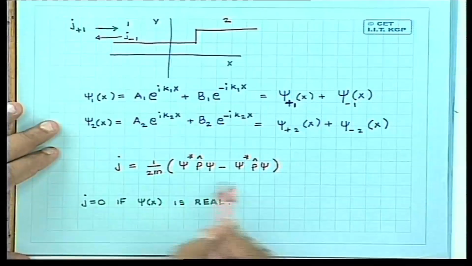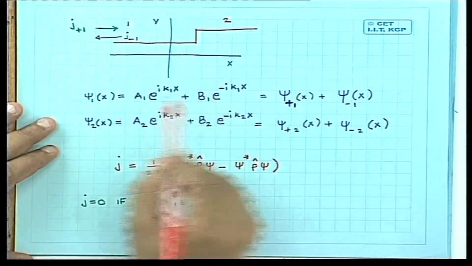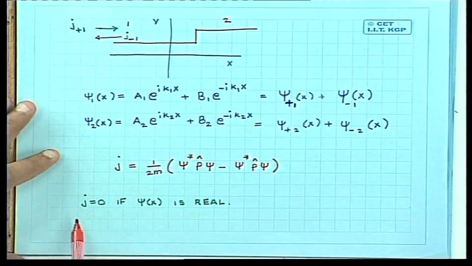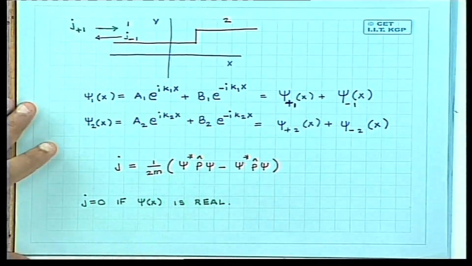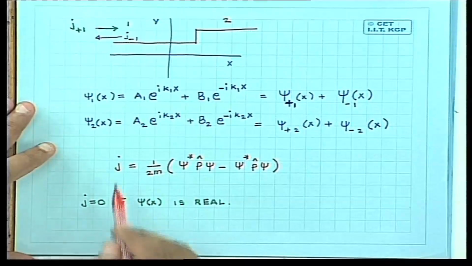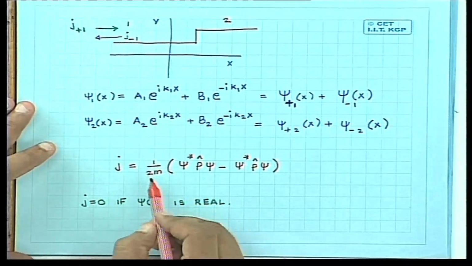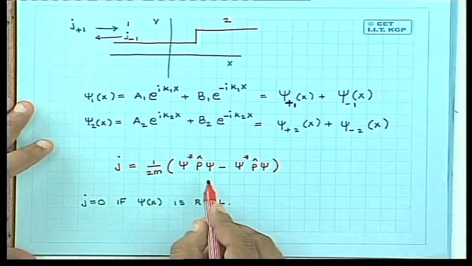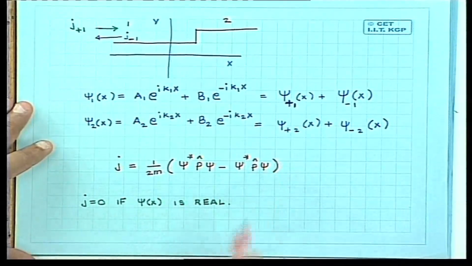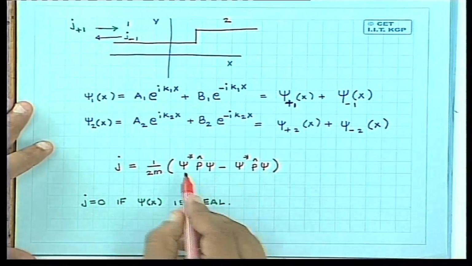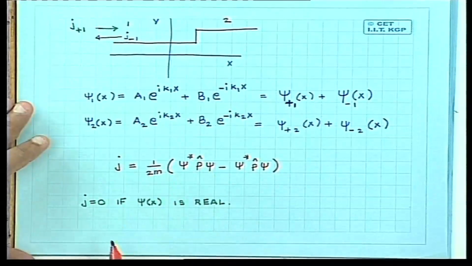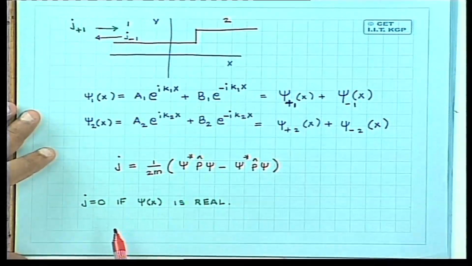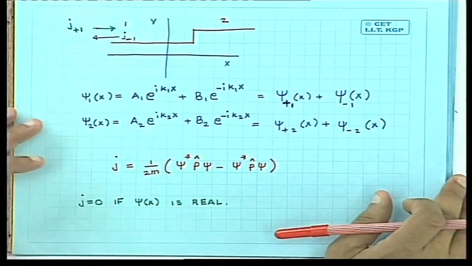So let us calculate the probability current for the various parts of the wave function in such a situation. Now it is clear that if the wave function is real, the probability current is going to be 0, because the probability current is defined to be 1 by 2m, psi star, the p operator acting on psi, minus psi, the p operator acting on psi star. So if psi is real, these two parts will cancel out and the probability current is going to be 0. So for a real wave function the probability doesn't flow; it is static, the probability density is static.